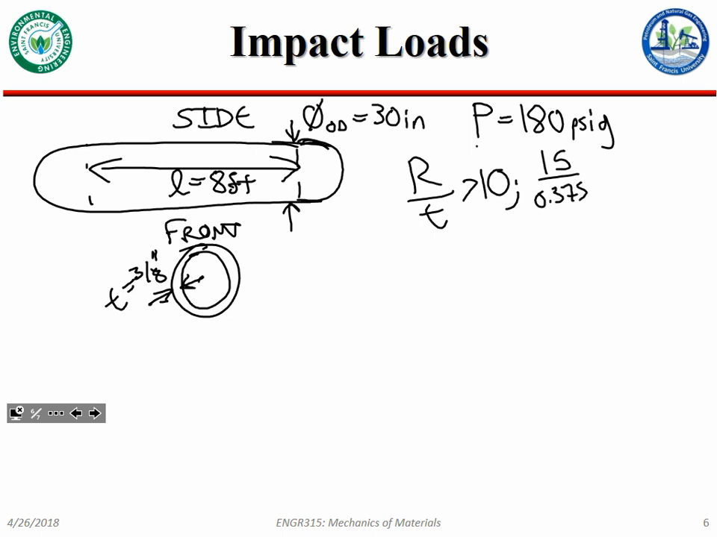0.375? Yes. Cool. Which is greater than 10. And in fact, you'd have up to 1.5 inch thick wall, and it'd be fine. So this meets with that assumption. What are the other assumptions of a thin wall pressure vessel?